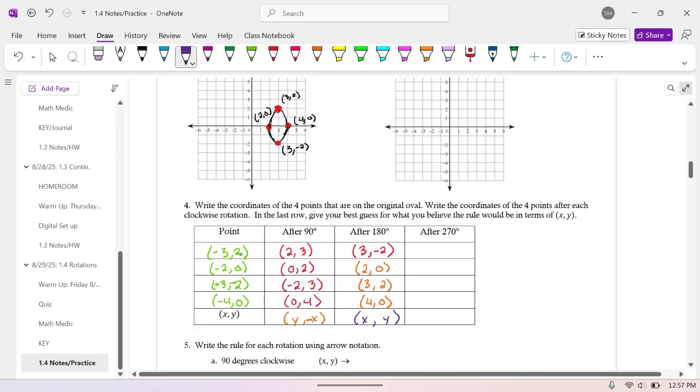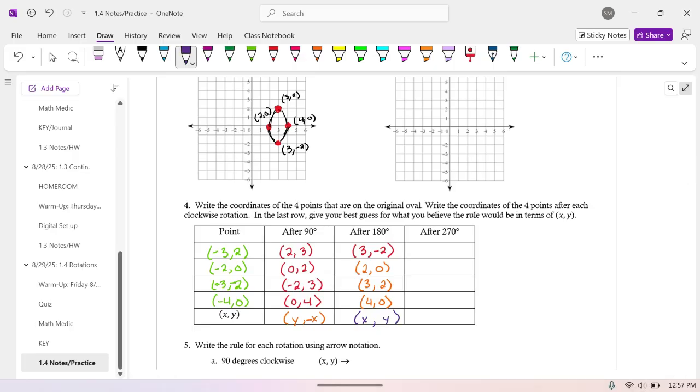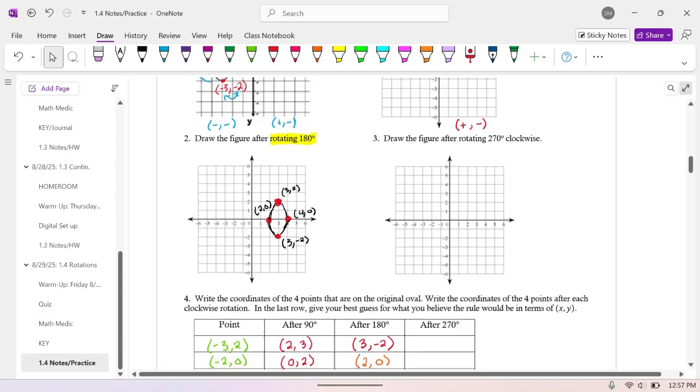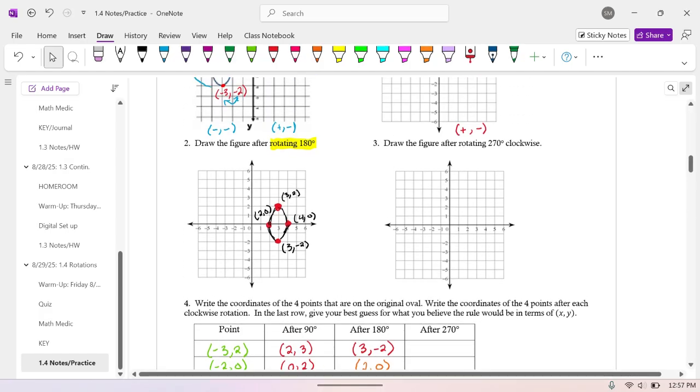But now if you look between the original point and after 180, the signs completely flipped. So that means they both changed signs. We're going to put a negative in front of them. Lastly, 270. So we're going to go off of our 180 and rotate it another 90 degrees clockwise.